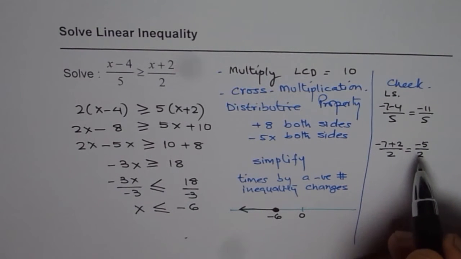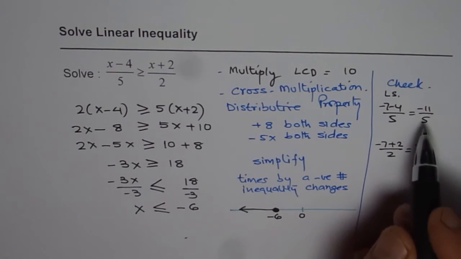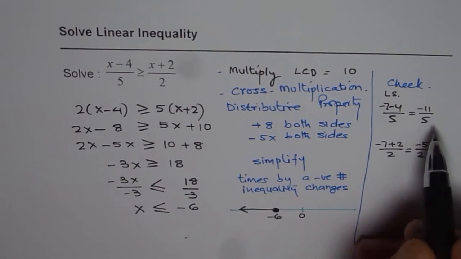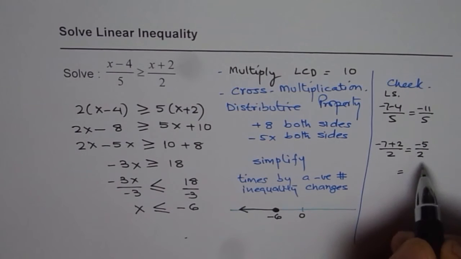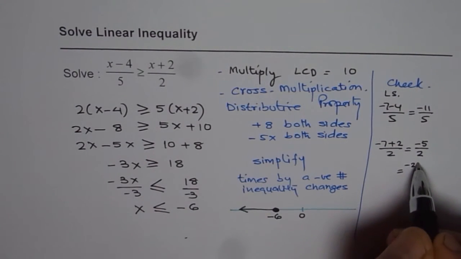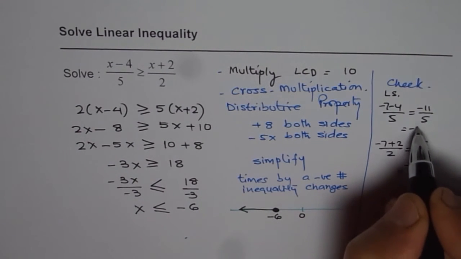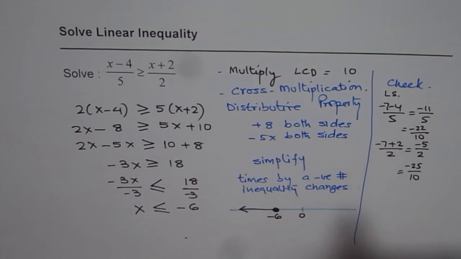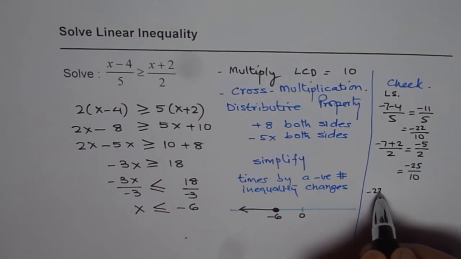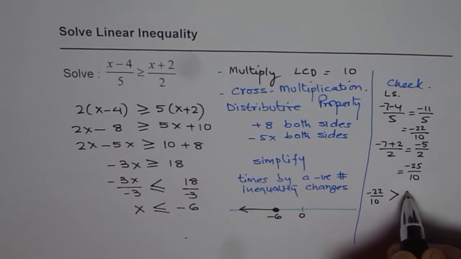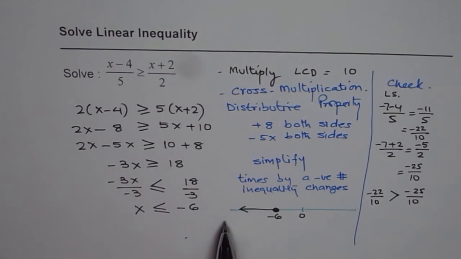You can convert to decimals if that is more convenient, or you can make the same denominators. Let's make the same denominators. That means let me multiply this by 5. Then we get 10 here, right? So minus 25 over 10. And in this case, if I multiply by 2, I get minus 22 over 10. Do you see that? And minus 22 over 10 is indeed greater than minus 25 over 10, right? So in negative numbers, whichever is on the right side is greater. Minus 22 is on the right side, so it is greater.